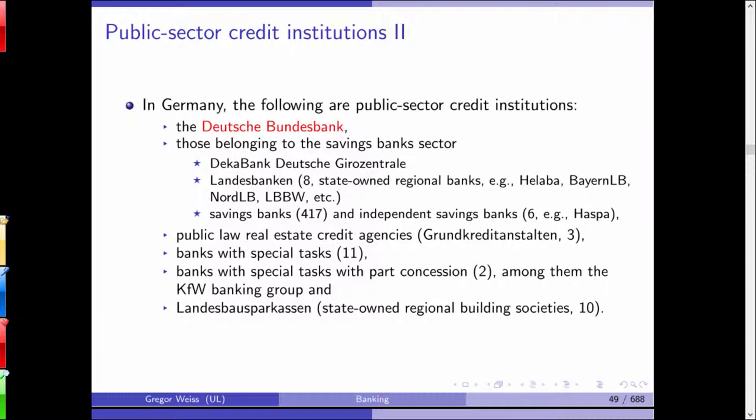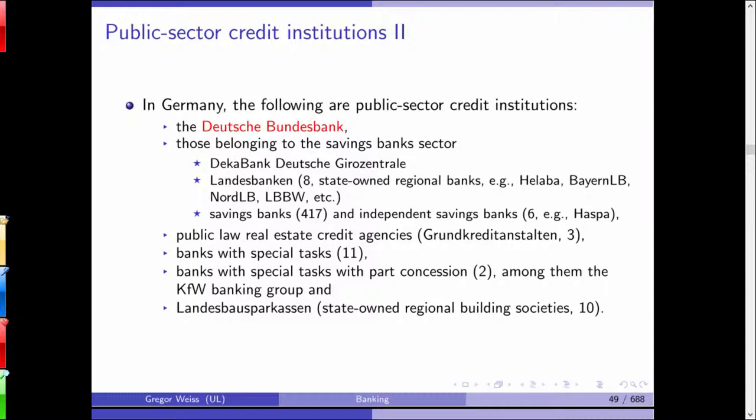North Rhine-Westphalia, my home state, also had its own experience with this. WestLB famously went bankrupt during the financial crisis, and it has now been permanently closed. There are some Landesbanken that are still operating, Helaba, NordLB, and some others. And we have savings banks, the Sparkassen. There used to be 417, now the number is decreasing by the day. And Freie Sparkassen, free or independent savings banks.